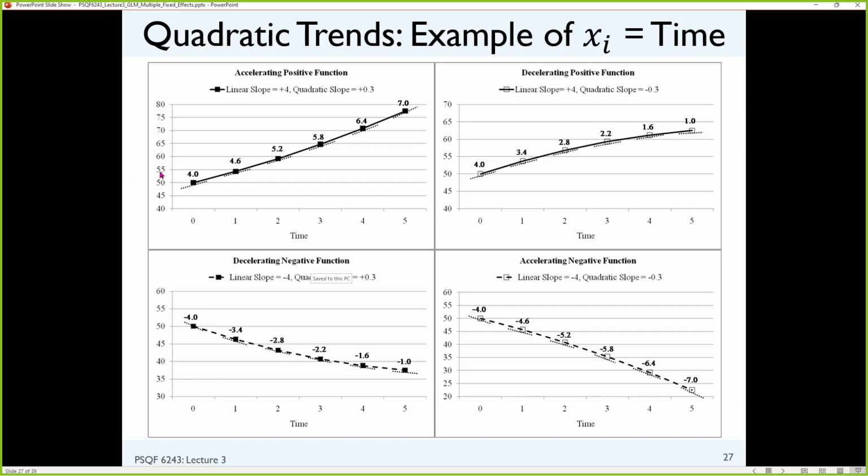But the way it works then is if I take this quadratic slope and multiply it by 2, then it's 0.6. So I would say the slope has become more positive by 0.6 for each unit in time. So every unit change of x here, it goes from 4 to 4.6 to 5.2 to 5.8.